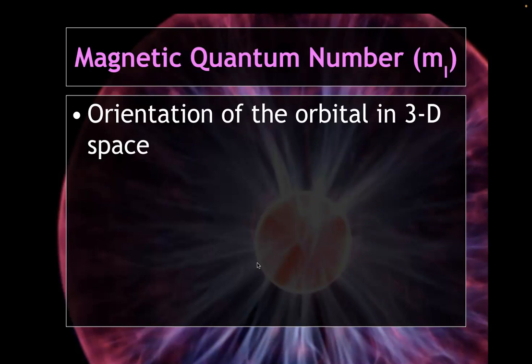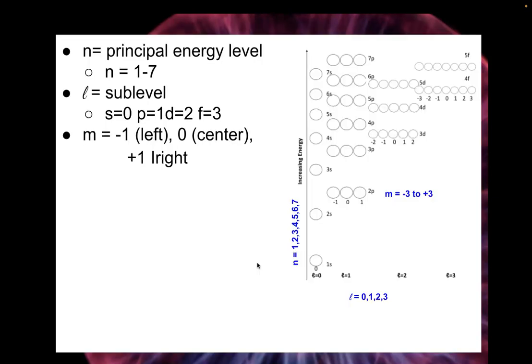And that leads us to our m quantum number. It's going to tell us the orientation in the orbital or the 3D space. And it can be anything from -1 to 0 to +1. And we think about it kind of like a number line. 0 is going to be our middle. Then we can have negative numbers and we can have positive numbers.